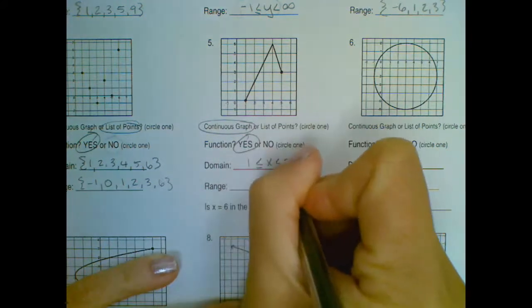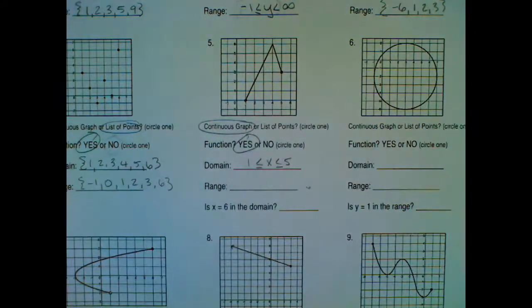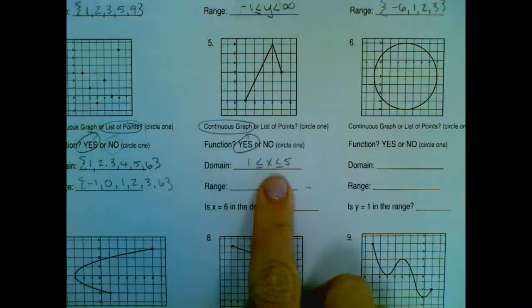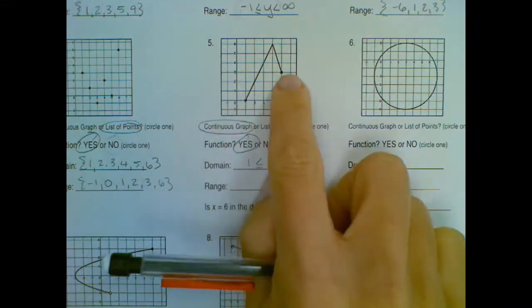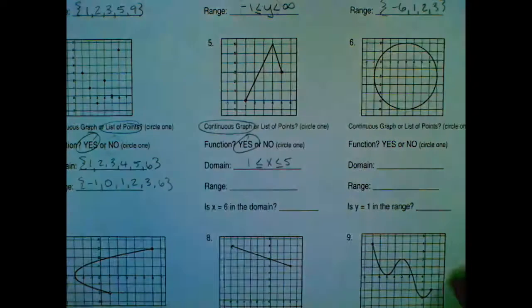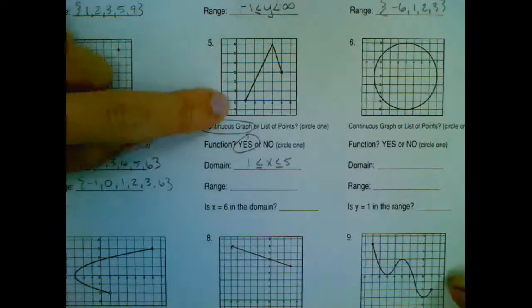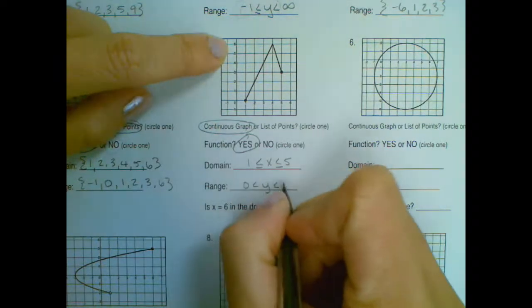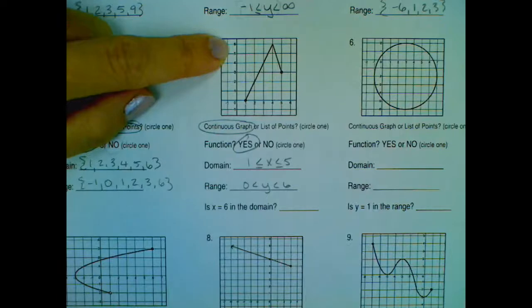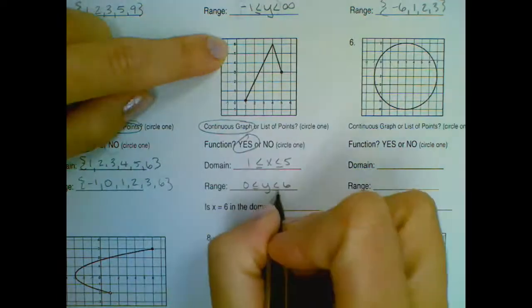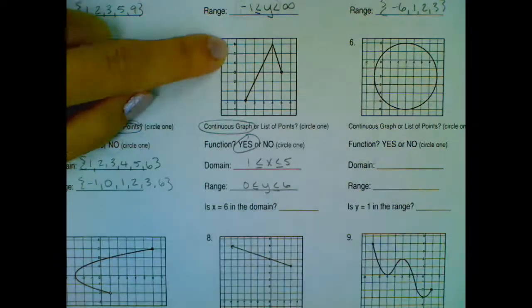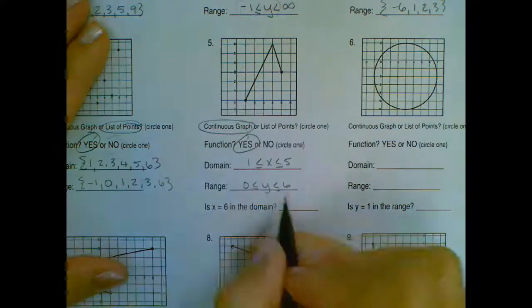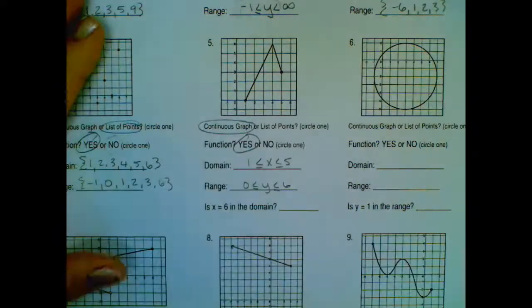So for the domain, we would say this is the list of all x values from 1 to 5. And we would put an equal to under our symbols here, our lesson symbols, because we have closed circles at 1 and 5. Our range is going to be our y values from 0 to 6. Notice I put y in the middle there because we're talking about y values. And at 0 and 6, those are closed circles, so we put our equal to signs there. It's kind of hard to see.